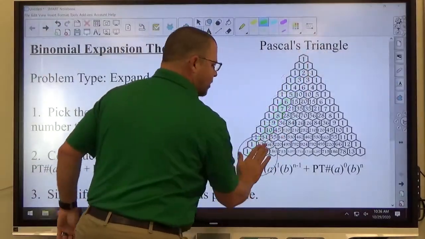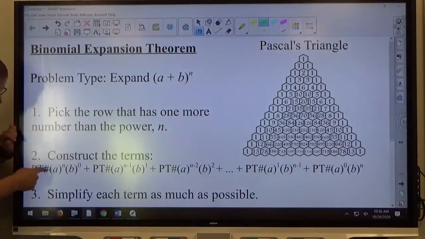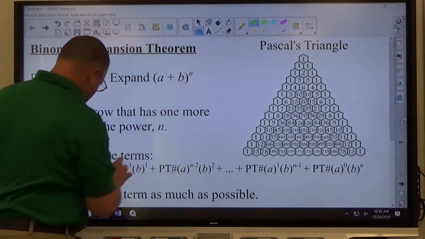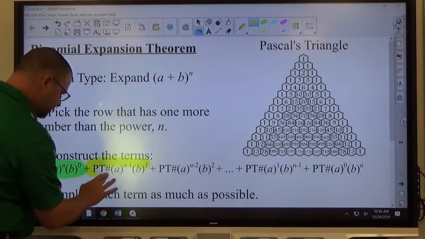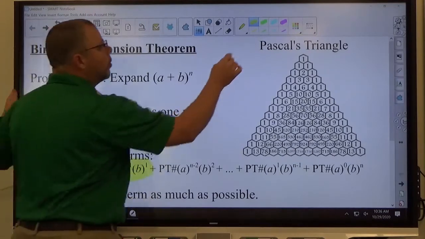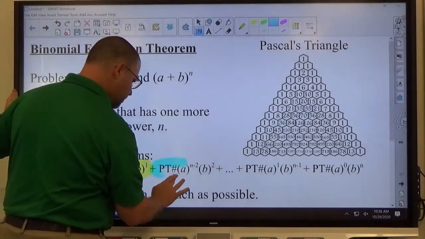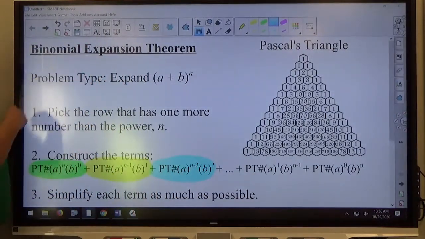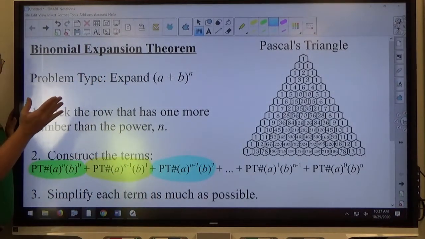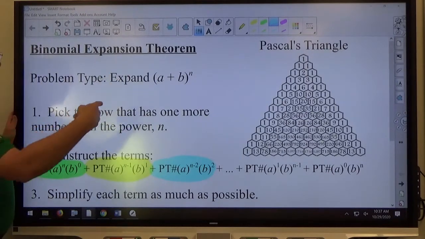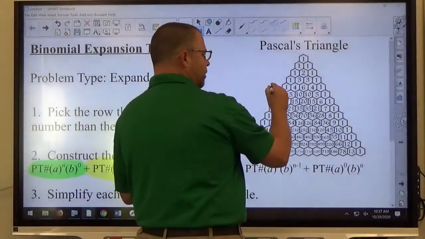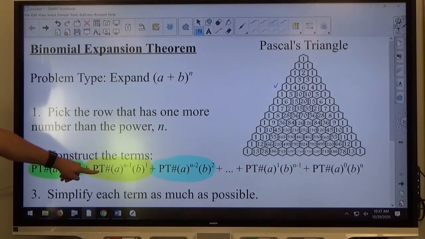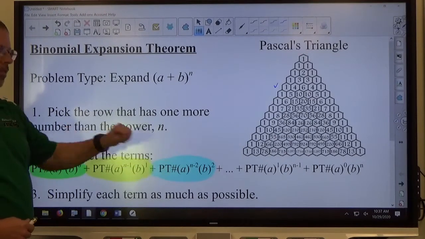To get the answer, here's how you construct the terms. Here's term 1, then it's plus term 2, plus term 3, and so on. PT number means Pascal's triangle number. You just picked a row, whatever row you're going to be on. Put the numbers down as you see them. So if I, for example, picked this row, PT number 1 is 1, PT number 2 is 4, PT number 3 is 6, and so on.